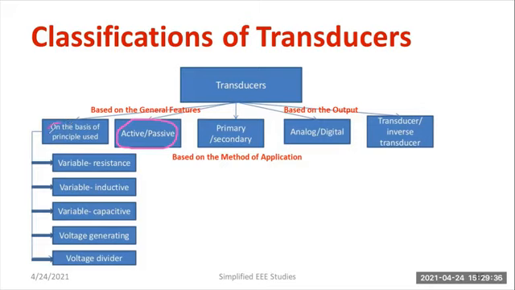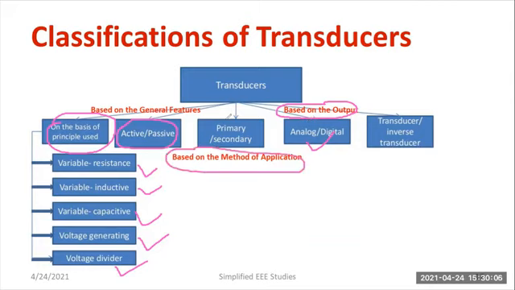Then on the basis of electrical principle involved, you can classify variable resistance transducer, variable inductance transducer, variable capacitance transducer, variable generating type transducers, and voltage divider type transducers. And based on the output, you can divide the transducer into analog transducer and digital transducer. And based on the method of application, you can divide the transducer into primary transducer and secondary transducer.